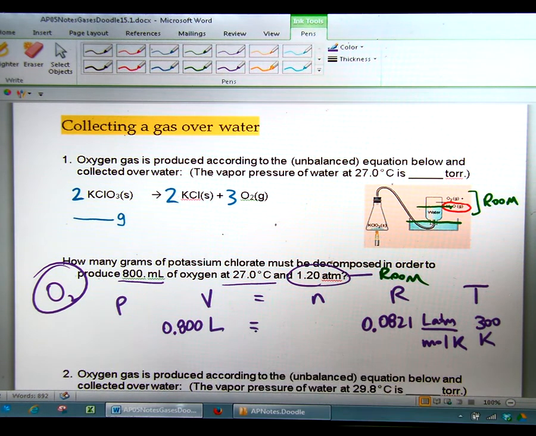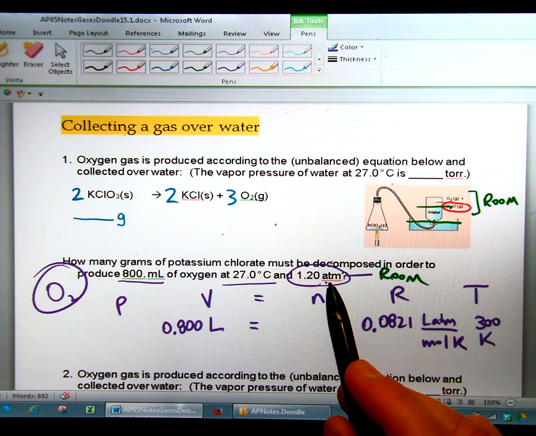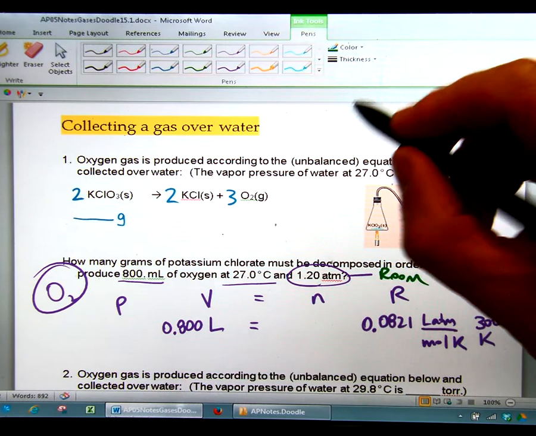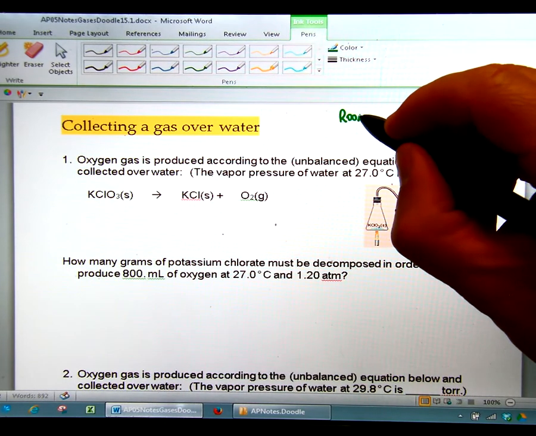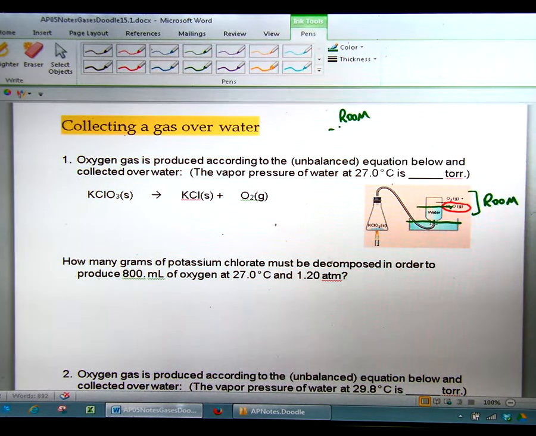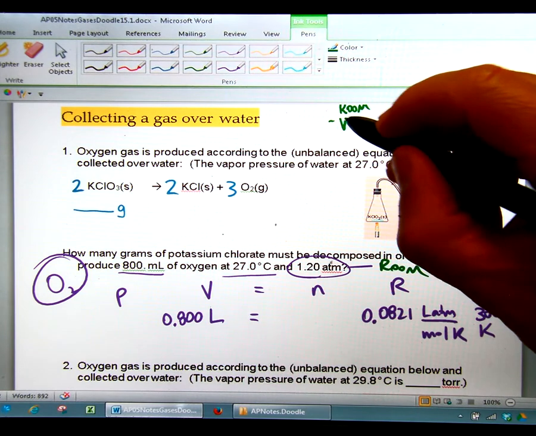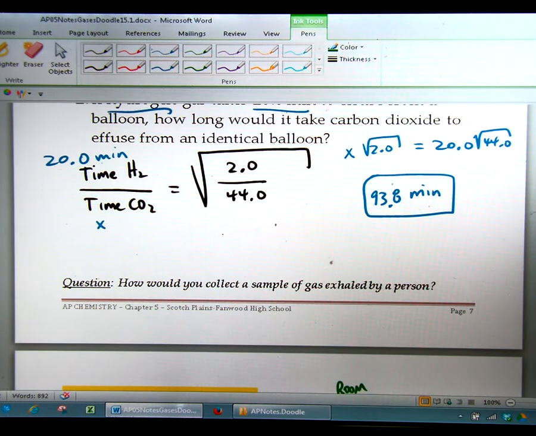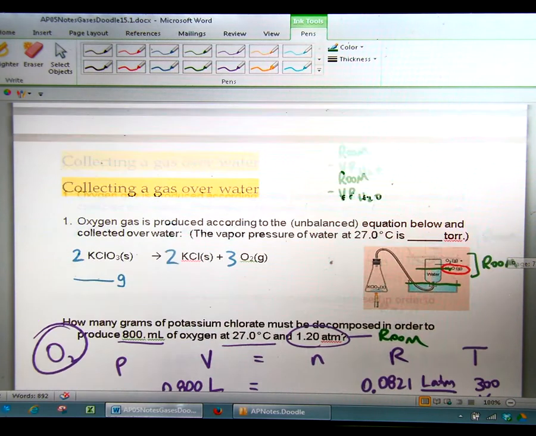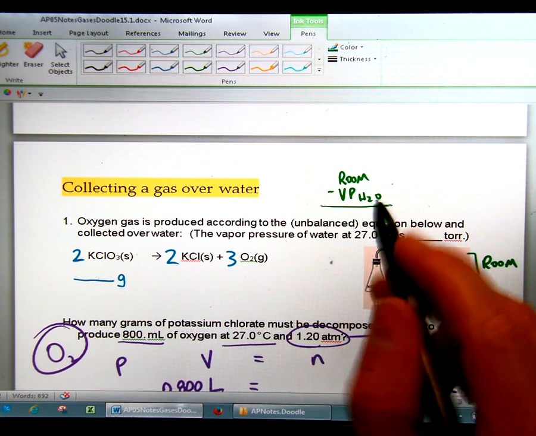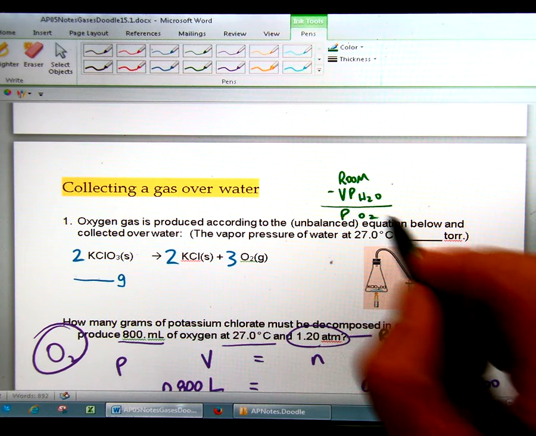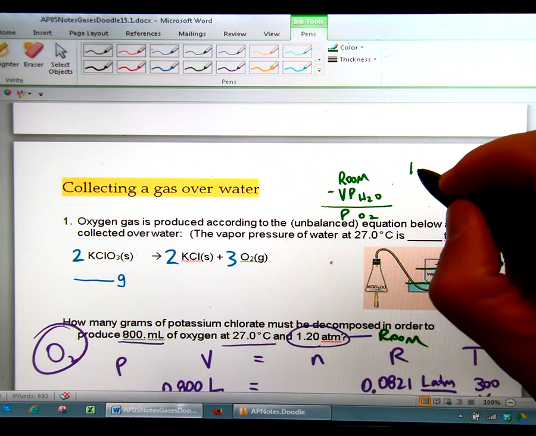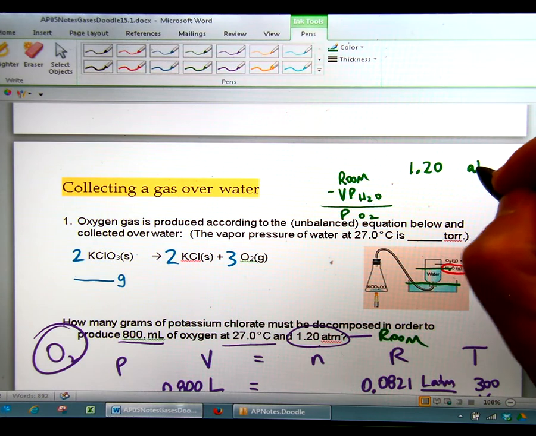And now we're going to look for the right pressure here. So this pressure is 1.2. This is the room. What you have to understand is that you need to take the room, which is the total pressure, minus the vapor pressure of water, and that's going to equal the pressure of the oxygen. So the room pressure is 1.20 atmospheres. I'm going to work in atmospheres since that's the unit I need for PV=nRT.